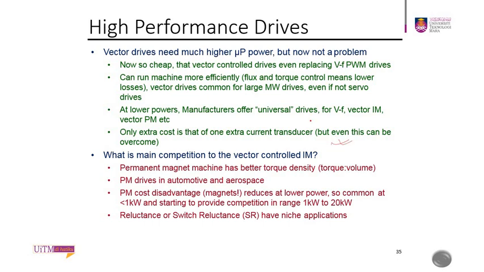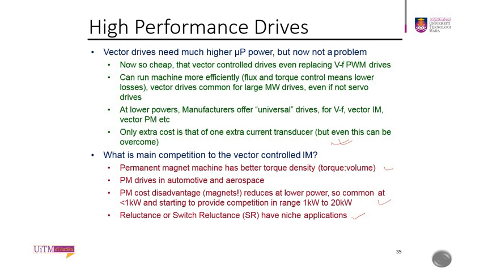And what is the main competition for vector control IM? Now you have permanent magnet machines that have better torque density. You have permanent magnet drives. Of course, you have problems with magnets: you need to mine rare earth, which is very valuable. And also you have the switched reluctance motor that has some niche applications.